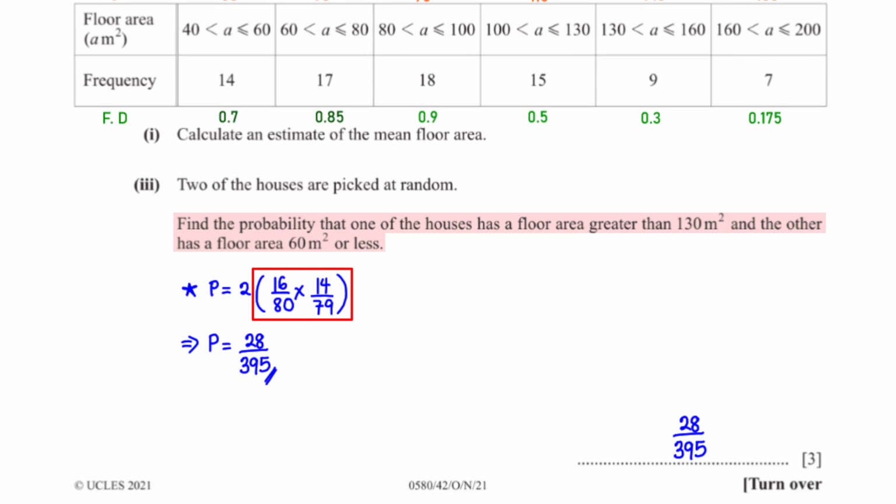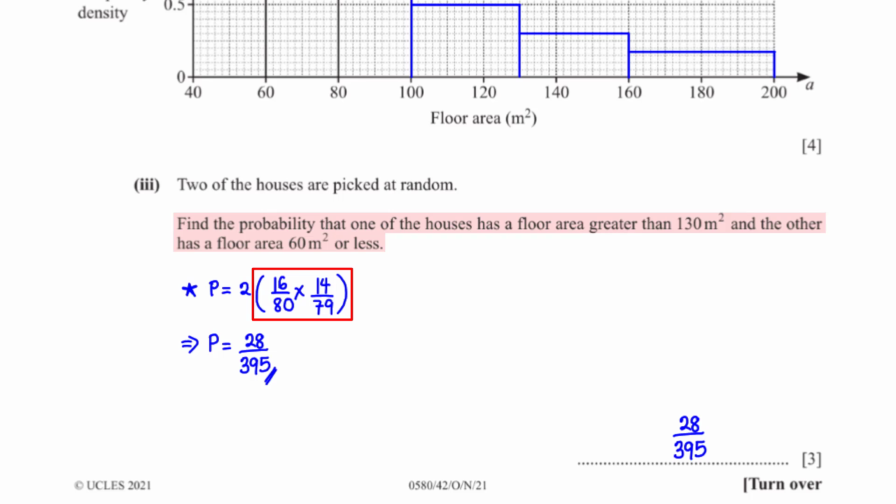The probability that the first house picked has a floor area greater than 130 meters squared is the number of houses with a floor area greater than 130 meters squared, which is 16, divided by the total number of houses, which is 80. After the first house is picked, the total number of houses is now 79, and so the probability that the second house picked has a floor area of 60 meters squared or less is the number of houses with a floor area of 60 meters squared or less, which is 14, divided by 79.